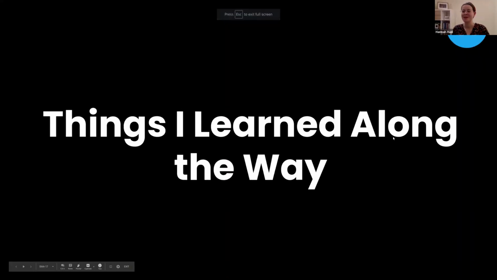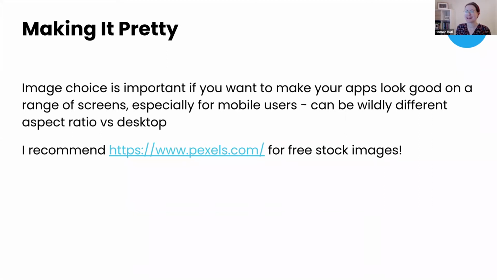So yeah, a couple of things that I learned along the way. Making it pretty. Image choice is really important if you want to make apps look good on a range of screens. The default settings for Anvil apps seem to work quite well with this, but I recommend getting a nice high resolution image that's portrait scale so that it shows up nicely on mobile as well. Hopefully you can see it all up there on my screen. You can see more of the image if you're scrolling it on a mobile screen.